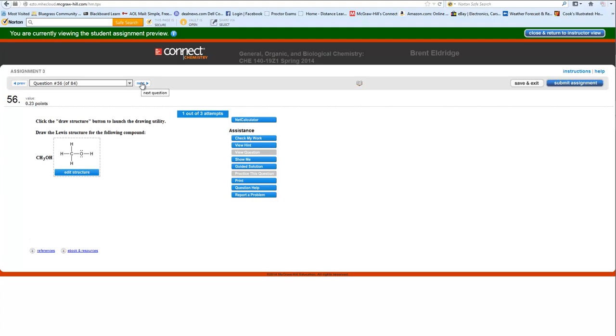You get up to 3 times. If you do the structure wrong, it tells you that you're doing the structure wrong. And so that gives you some help. And you can refer back to the book and get the answer.